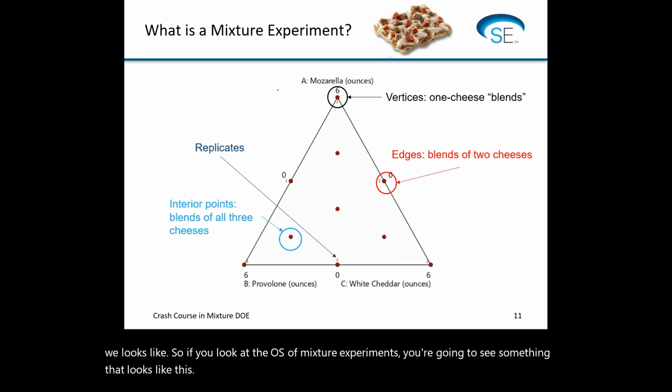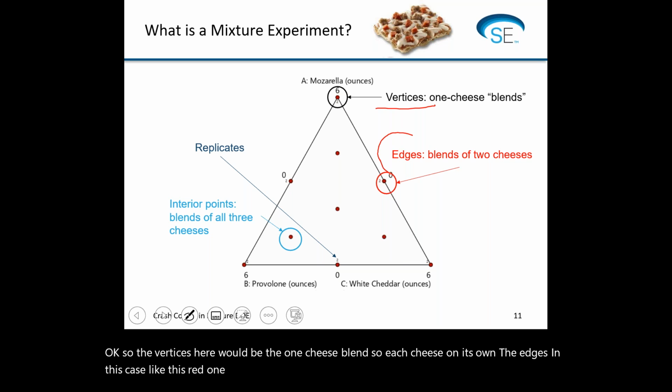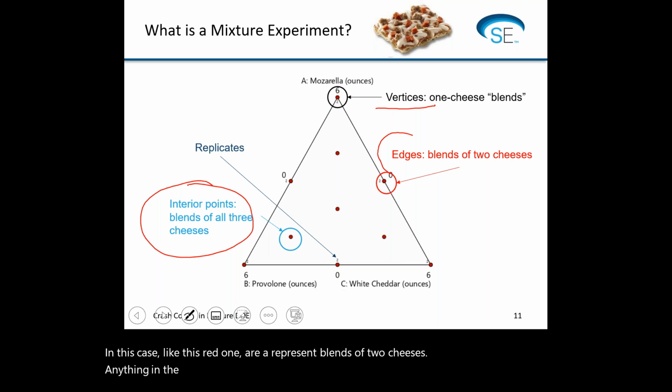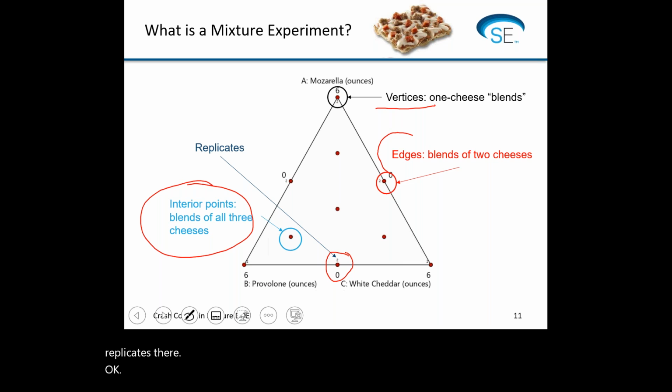Okay, so the vertices here would be the one-cheese blends, so each cheese on its own. The edges, like this red one, represent blends of 2 cheeses. Anything in the interior represents blends of all 3 cheeses. And notice once again that if you have a little number next to the point, that means you're going to be doing independent replicates there. Okay. So if you've ever seen these simplex diagrams, this is what it all means.